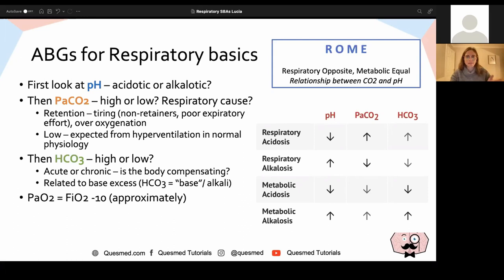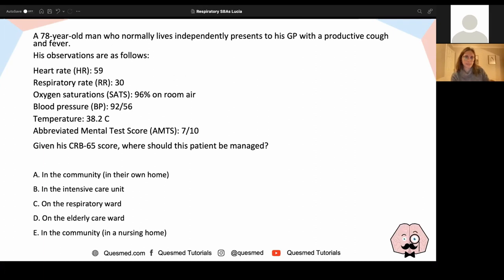Just a bit of an overview. I hope it makes sense, but I don't want to spend too much time thinking about ABGs. Okay. So next question.